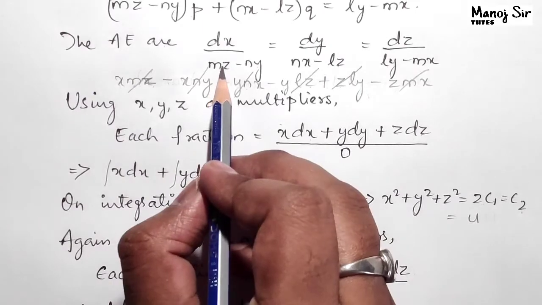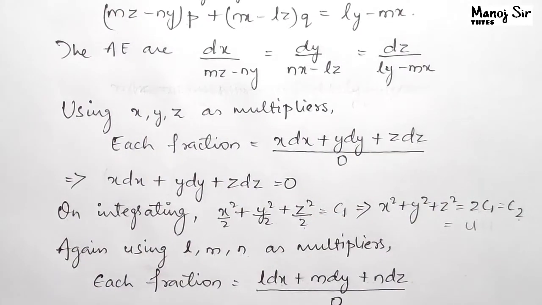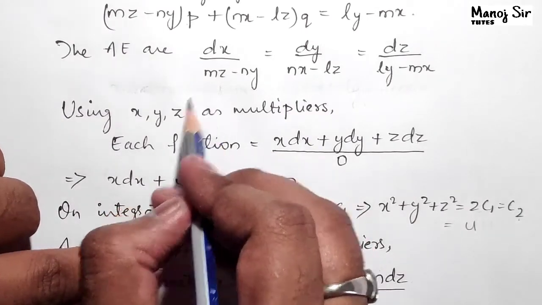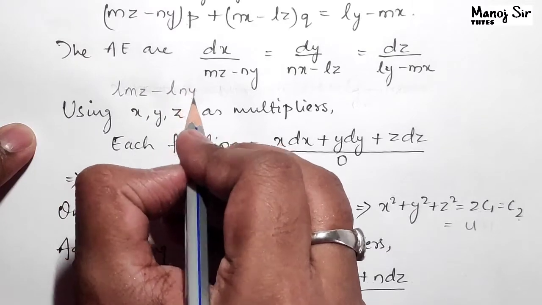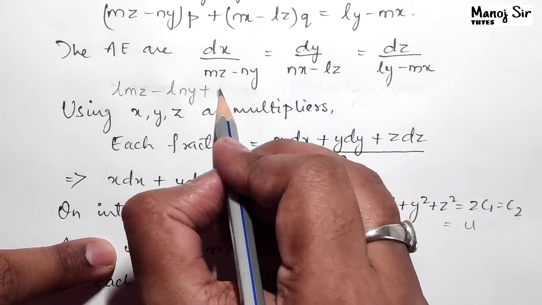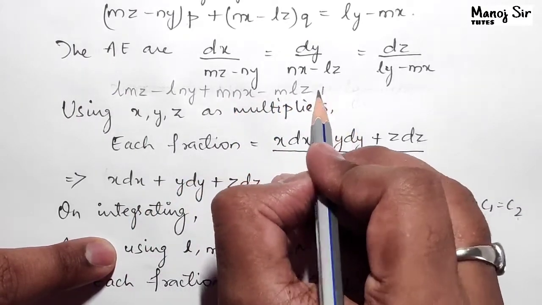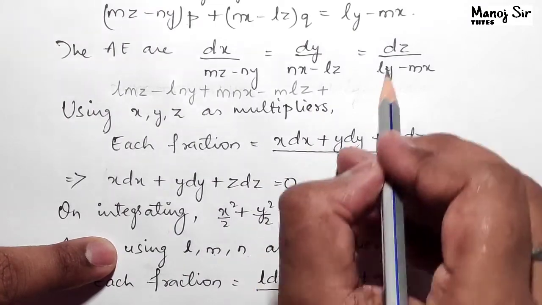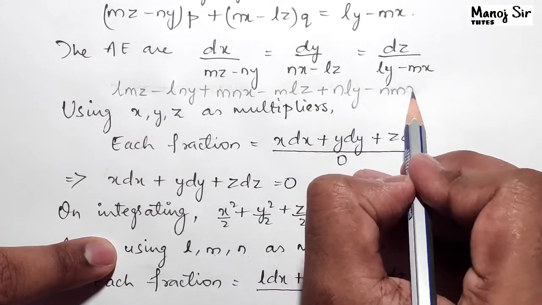Okay, let us see whether this becomes 0 or not. First we need to expand this. When you multiply L with this, it will become L into M z minus L into N y plus. When you multiply M with this, it will become M N x minus M L z plus. When you multiply N with this, you will get N into L y minus N into M x.